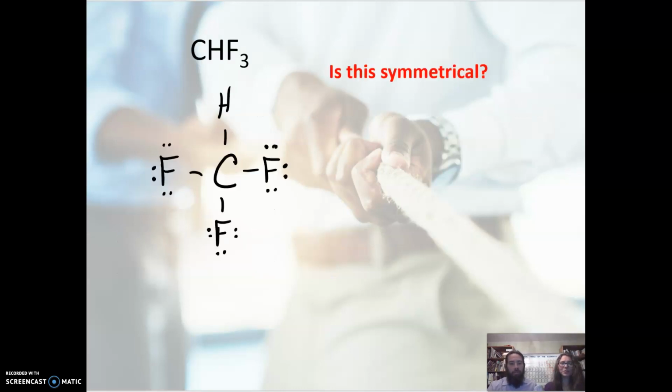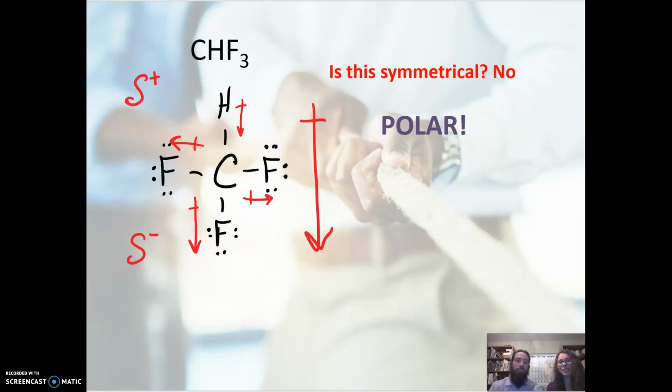So here's a question. We have CHF3. We wonder if this is symmetrical. Take a look at it. This is a tetrahedral, but notice how they're not all the same. Not all the atoms are the same around that central atom. We have 3 fluorines and 1 hydrogen. This is definitely an asymmetrical molecule, and it is polar.